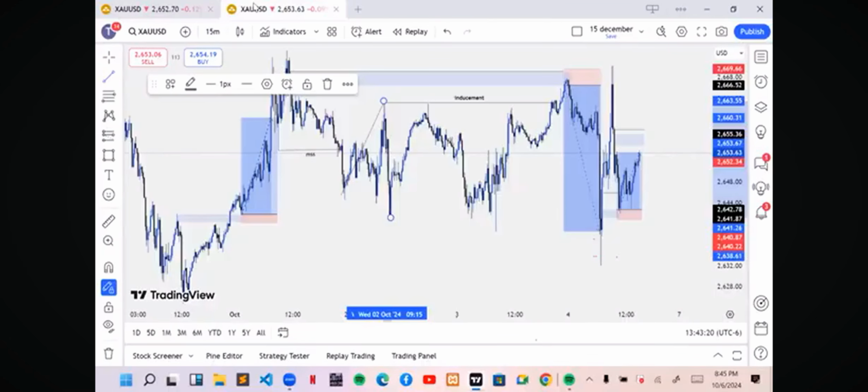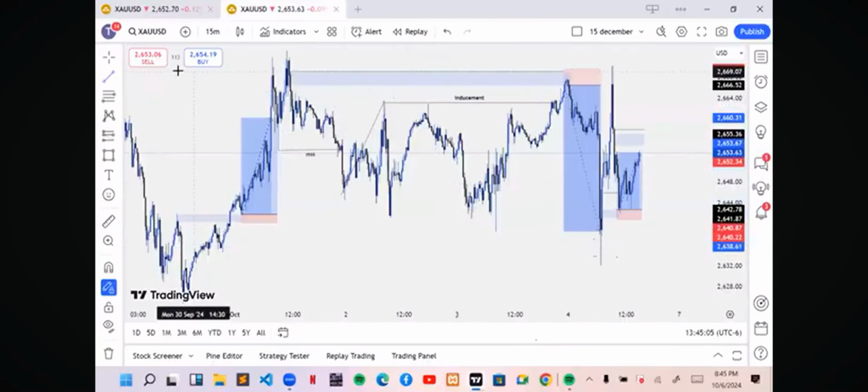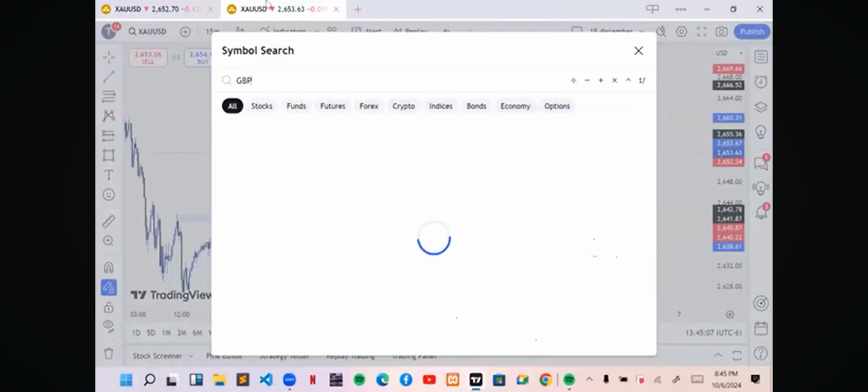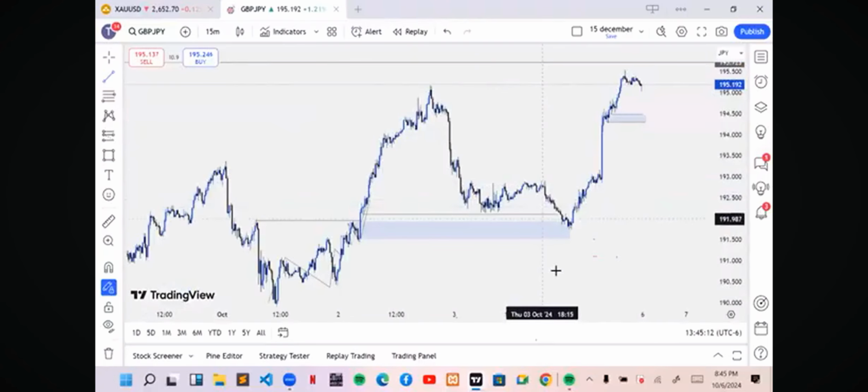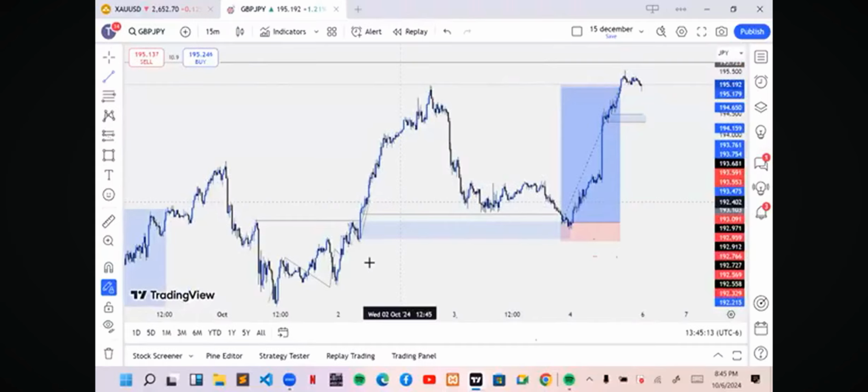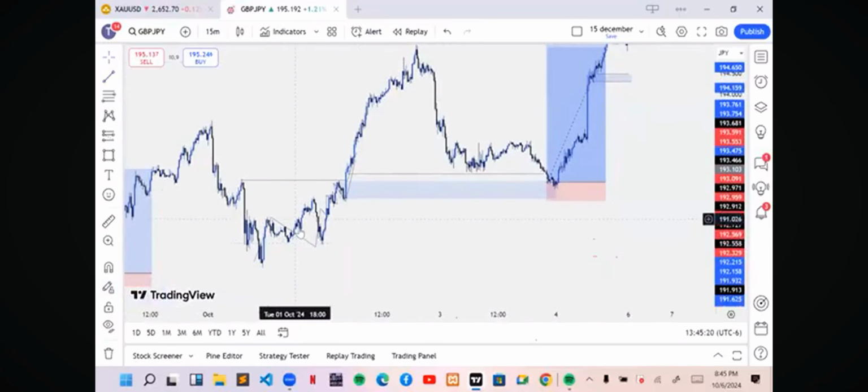So this is the one for gold for market structure shift. This is the first pullback right here, and then I will show the JPY chart that I was on for a pullback in a break of structure. So the market was previously on an uptrend, and this was a resistance zone in the market right here, and the market was making higher highs, higher lows.